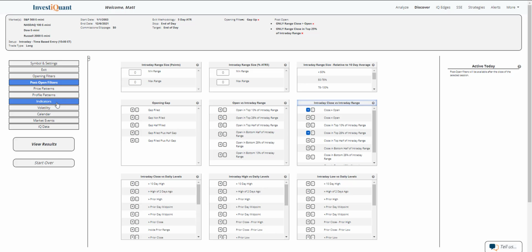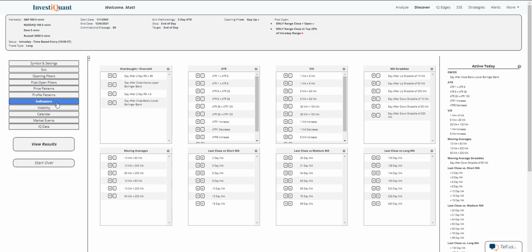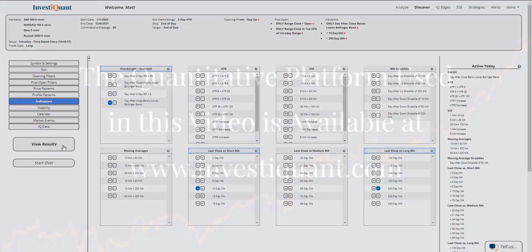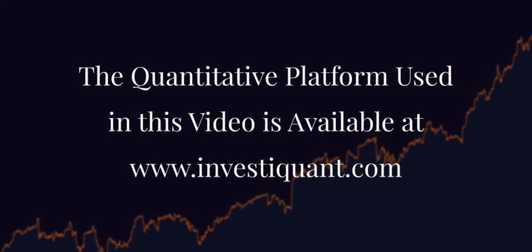All right, next I'm going to go into the indicators library, and I'm going to use that same study we looked at this morning where the prior day closed below the lower Bollinger Band. So that'll give us an oversold reading from the prior session. And then I'm going to say we're below a 10, but above a 200-day simple moving average as of the prior session. And then I can click View Results. All right, here we go.